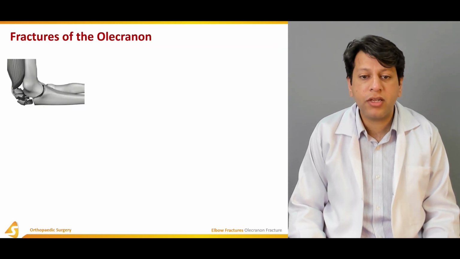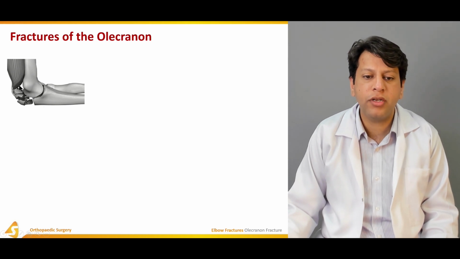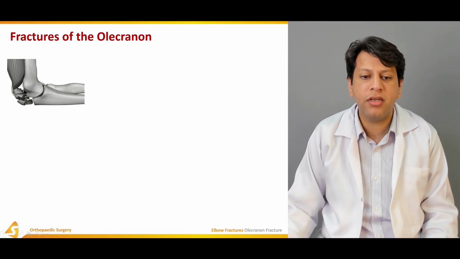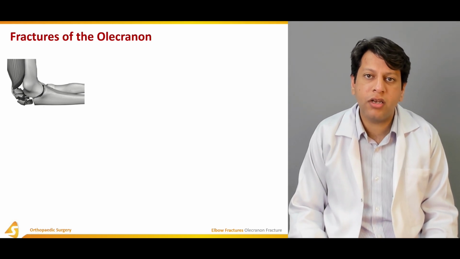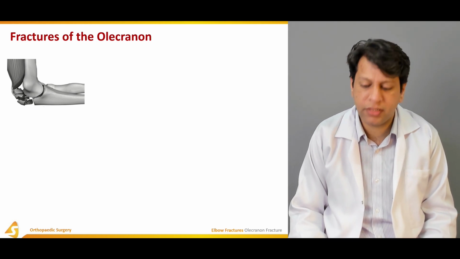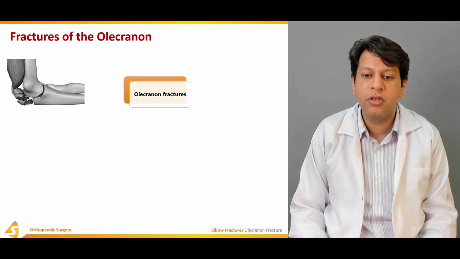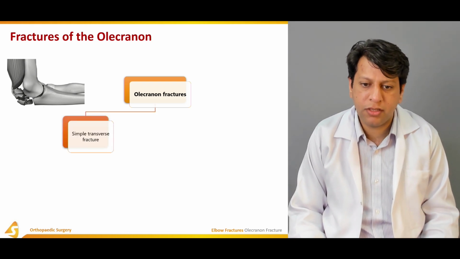Now, coming to the fractures of the Olecranon, as you know, Olecranon forms an elbow joint with the distal humerus on the medial side. The Olecranon is actually part of the ulna, where the ulna enlarges and forms a joint with the medial side of the distal humerus. Olecranon fractures are divided on the basis of geometry mainly.